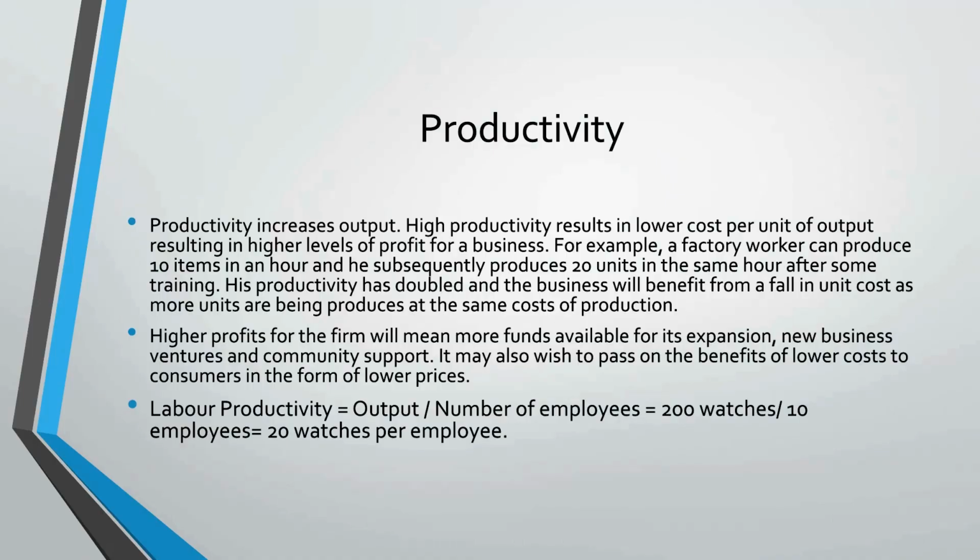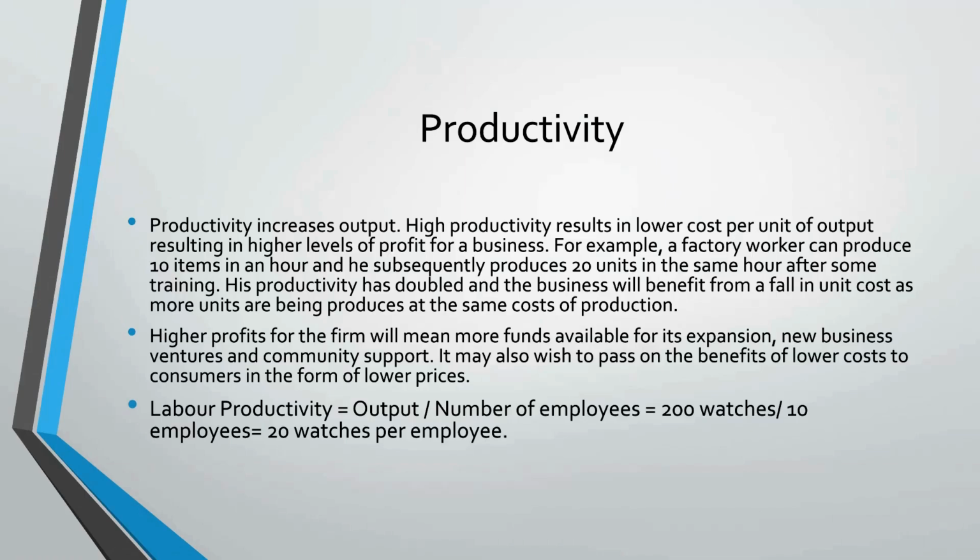So productivity increases output. The higher the productivity, the lower the cost of input, the lower the cost of the output, resulting in a higher level of profit for the business. So we're spending less to get an increase in output.